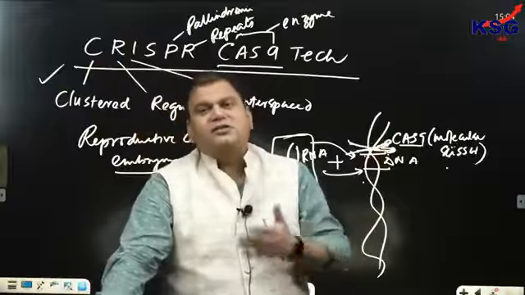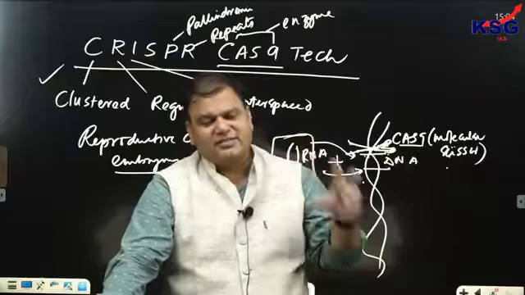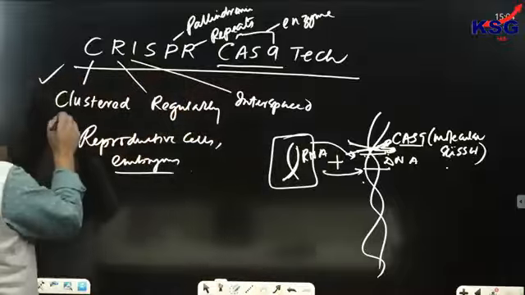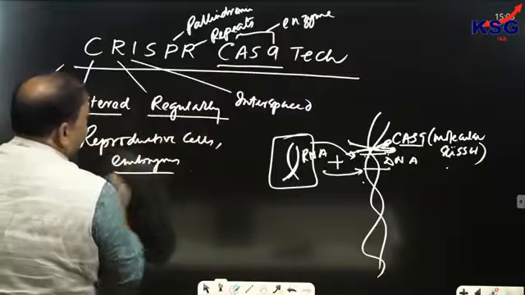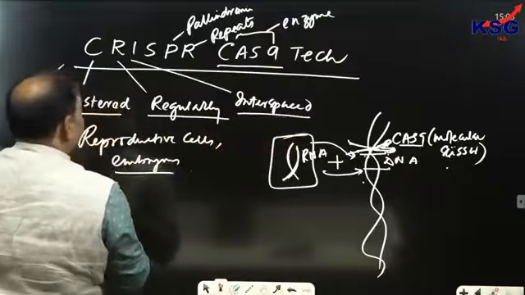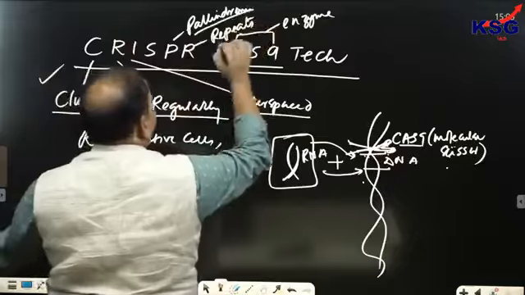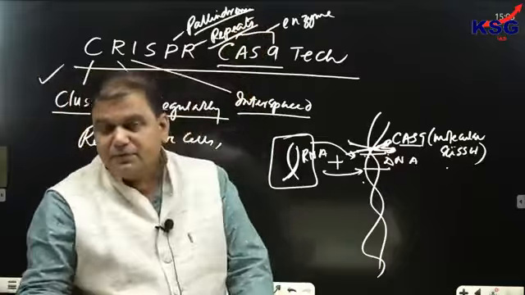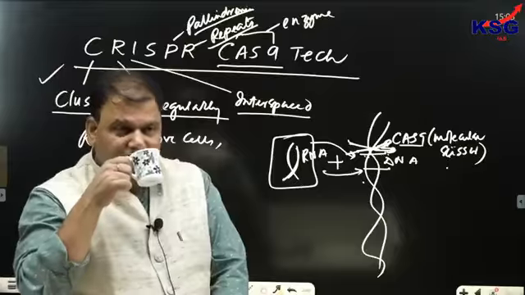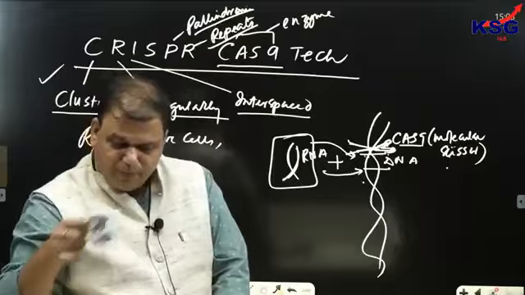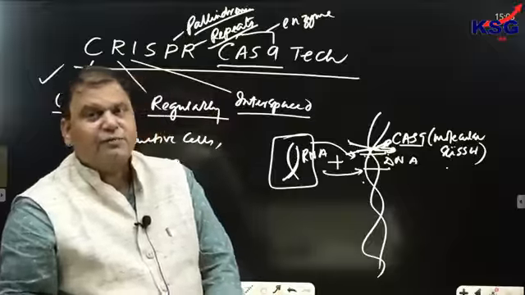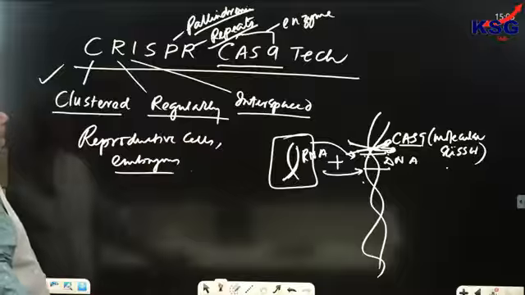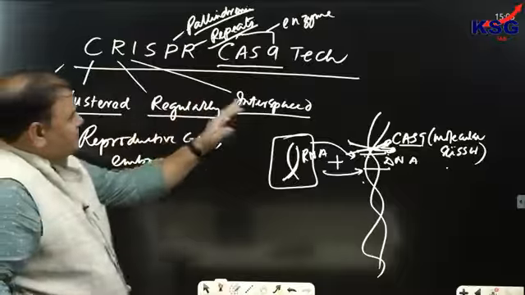Let's include all these in our discussion. Write down CRISPR-Cas9 technology. Clustered, regularly interspaced, palindromic repeats. That's the full form of CRISPR. CRISPR-Cas9 technology.